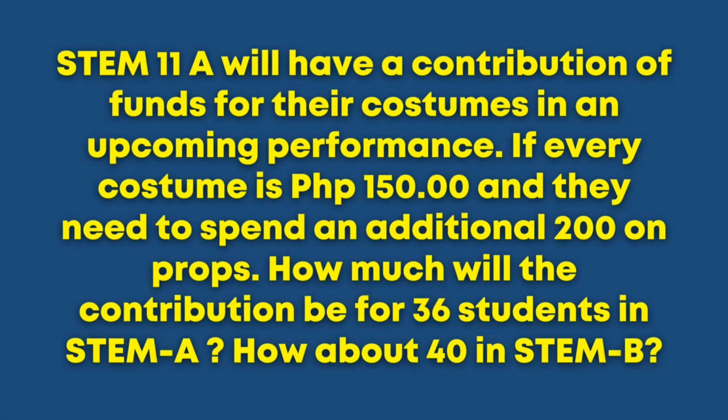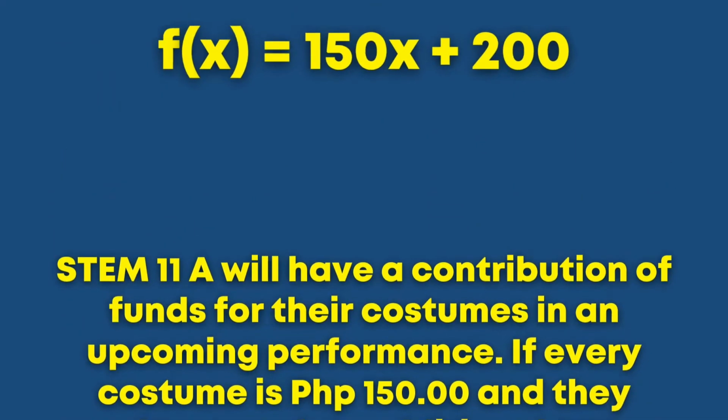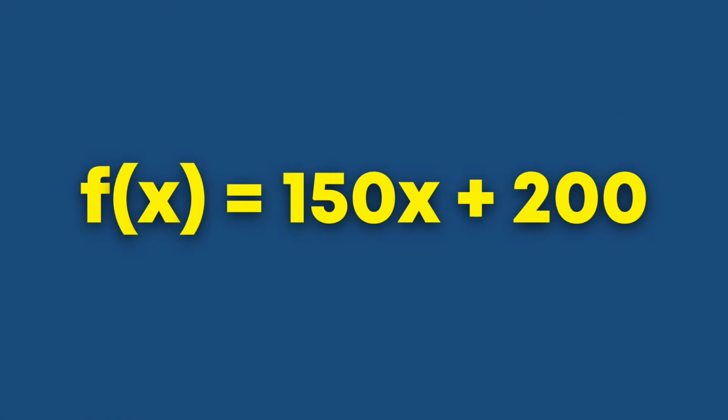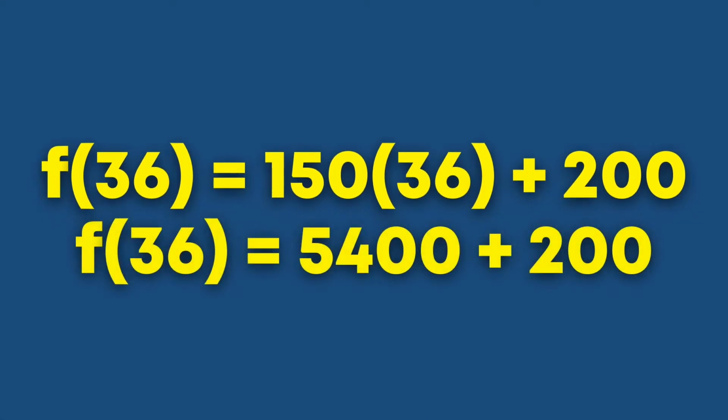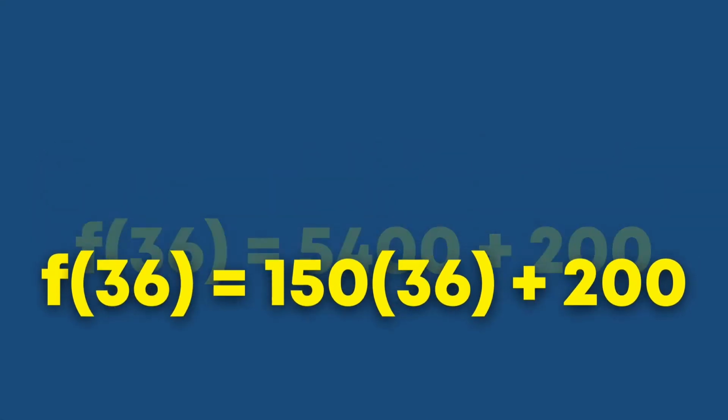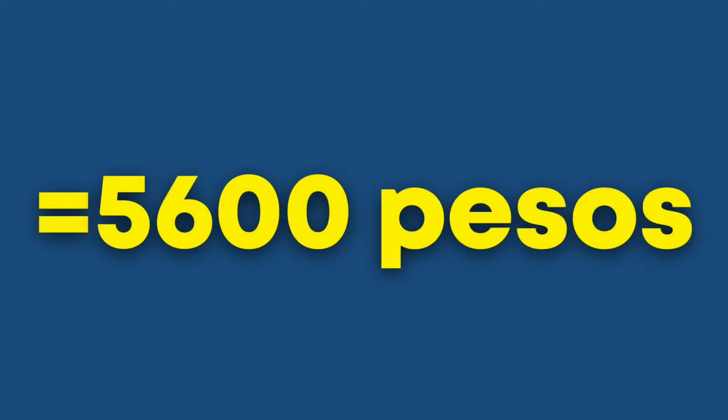STEM 11A will have a contribution of funds for their costumes in an upcoming performance. If every costume is 150 pesos and they need to spend an additional 200 on props, how much will the contribution be for 36 students in STEM A? How about 40 in STEM B? So here's the solution. The given here is 150 and 200. If x is equal to 36, then 150 times 36 plus 200 is equal to 5,600 pesos. That is the f(x), and that is for STEM A.